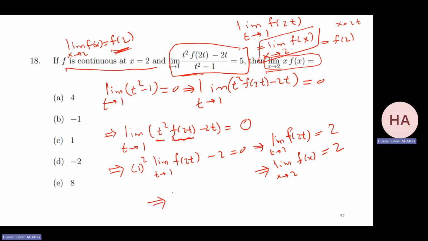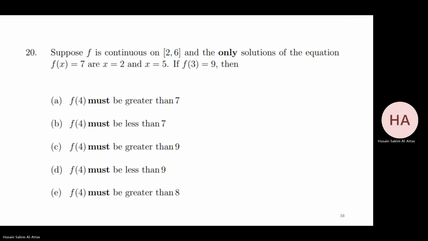That implies that in the limit, as s goes to 2, x f of x will be 2 times 2, which is 4. So this is 4. Yeah, if it's continuous in this interval, and the only solutions of the given equation are x equal 2 and x equal 5, and f of 3 equal 9, why is this the only one correct and the others wrong?